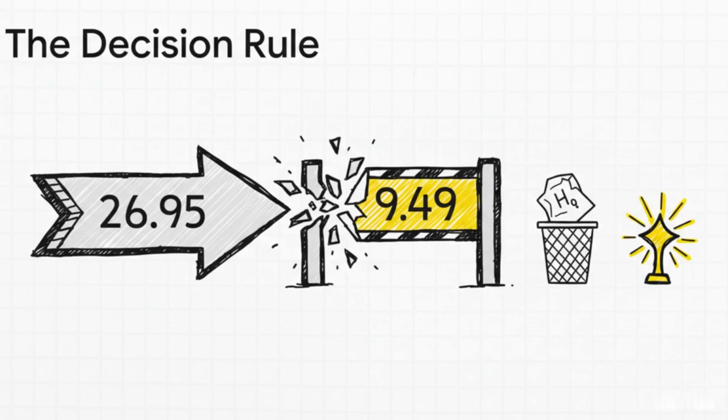If your number is bigger than the critical value, you get to reject what's called the null hypothesis. The null hypothesis is just the boring, default idea that nothing is going on and your results are just random. Well, our 26.95 is way bigger than 9.49, so we get to reject that boring idea and say, yes, the difference we saw is statistically significant. That shift in car color preference, it's probably real.